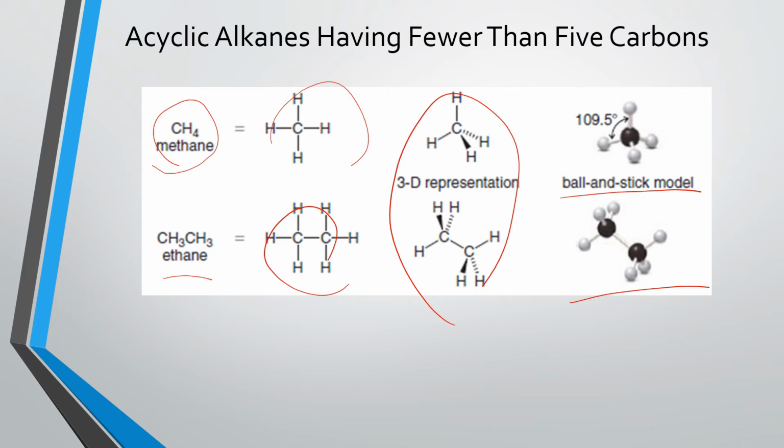So 3D representation, kung mapapansin nyo, meron tayong dark, bold bond, and then the dotted. Ang ibig sabihin nitong darker is towards you, towards the front. Itong dotted, nasa likod. Itong just line is on the plane. You imagine the 3D. Itong carbon nasa plane, so yung H nasa kabila, itong H nasa towards the front. Kagaya ng nasa ball and stick model.